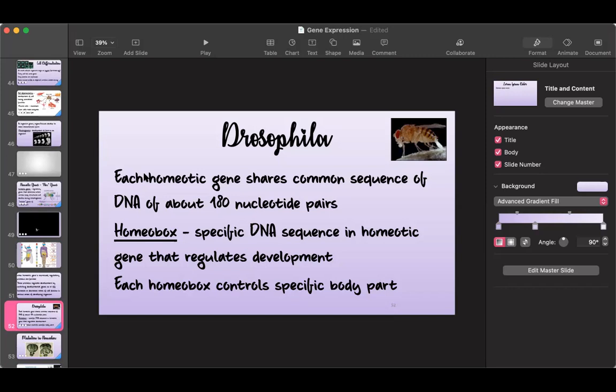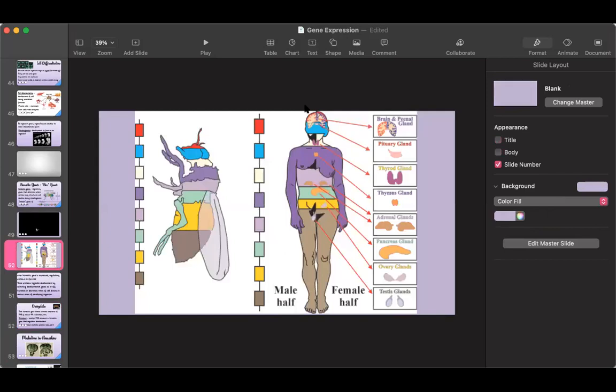But each homeotic gene or each HOX gene has a common sequence of DNA that's about 180 nucleotide pairs long. That's called a homeobox. And the homeobox controls a specific body part. So if you look at these being the HOX gene, each of these little colored sections could be considered a homeobox, and they would control a different part of the body.